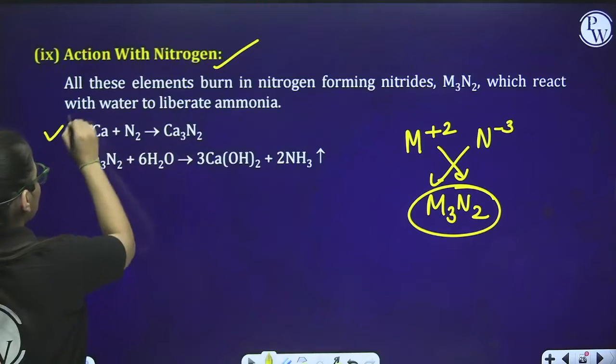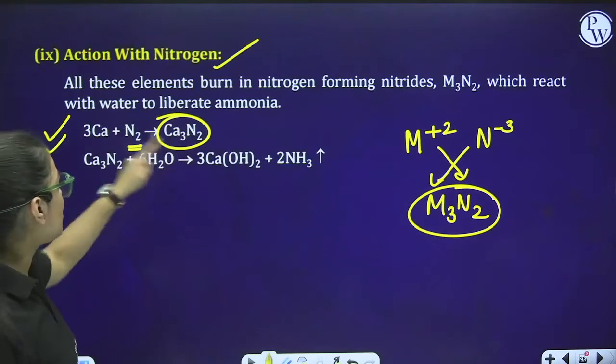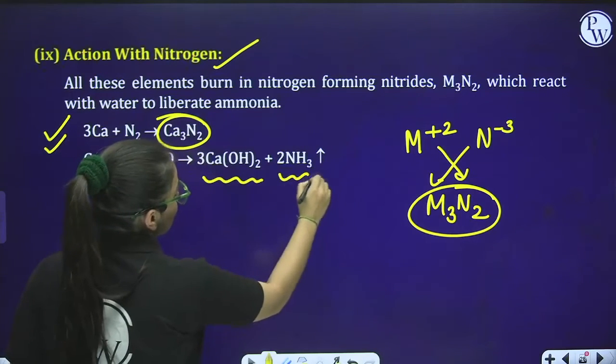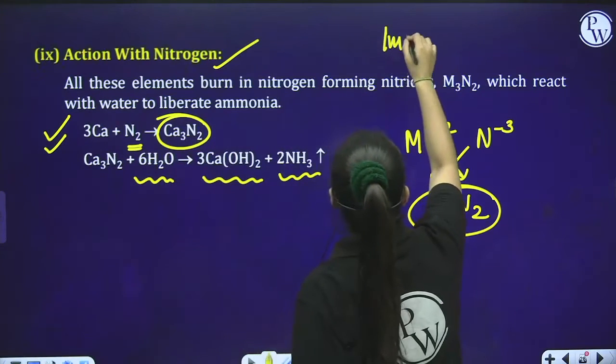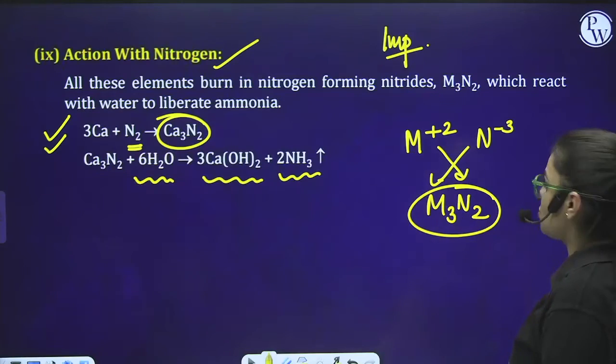So for example, if you have calcium, calcium reacts with N2 to form calcium nitride. This one on further reaction with water will liberate calcium hydroxide and ammonia. Important reaction. Very, very important reaction, this one. Clear everyone? The action with nitrogen.